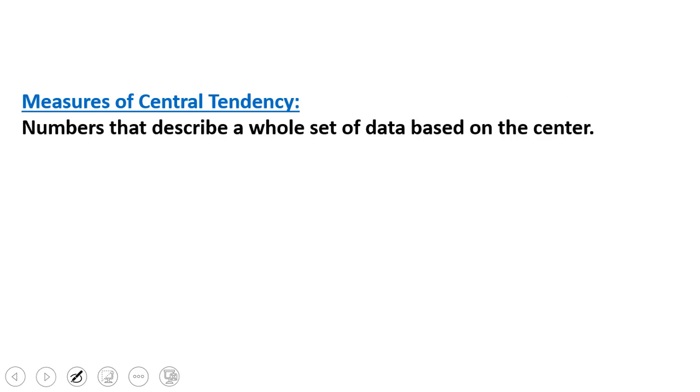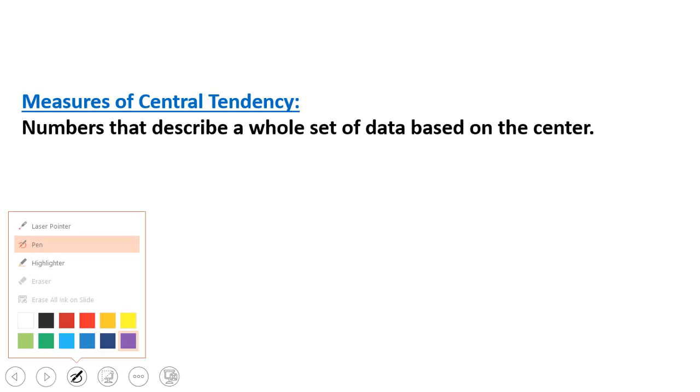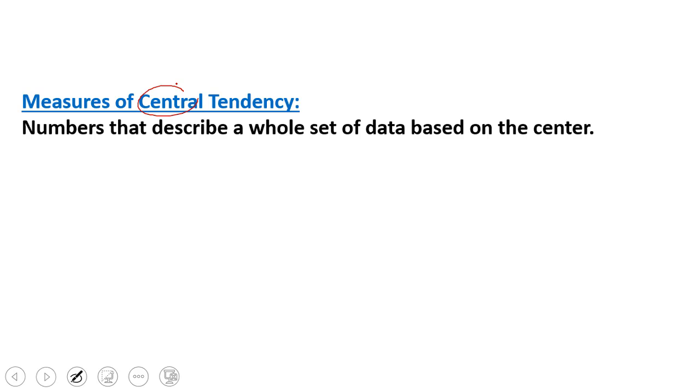You have to take down some information, and what I suggest is you just listen to me first, and then when we get through, stop, pause the video, and then copy it down as quickly as possible. So, measures of central tendency. Measures of central tendency are numbers that can describe the whole set of data based on the center. And that's why it says central. Central means the center. So, measures of central tendency means measures that describe the whole set of data based on the center.